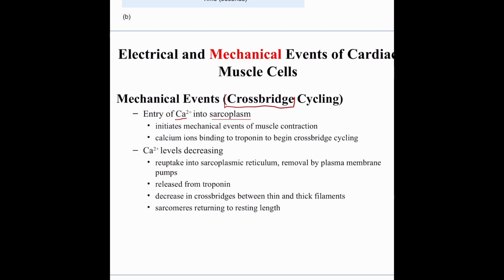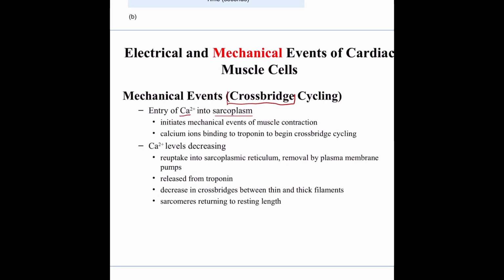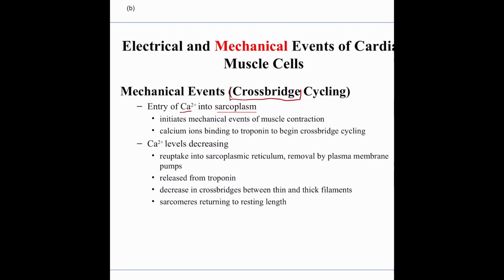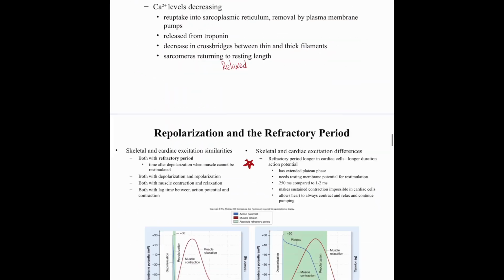So these calcium ions bind to troponin, and they will begin that cross-bridge cycling. Calcium levels will decrease, calcium releases from troponin, the cross-bridges between the thin and thick filaments decrease, and they will return to a relaxed state, right? So they contract and then they relax.